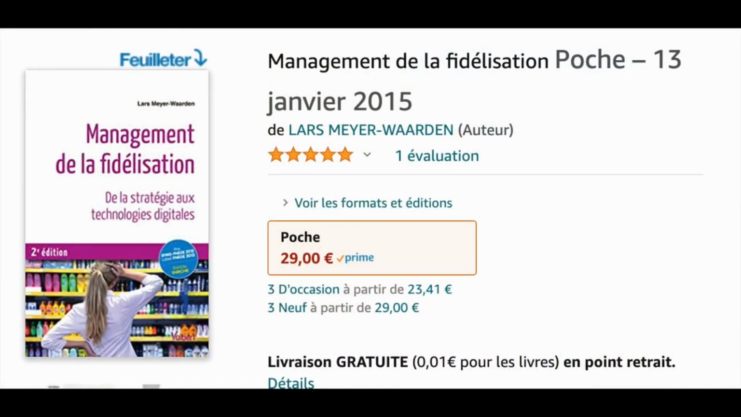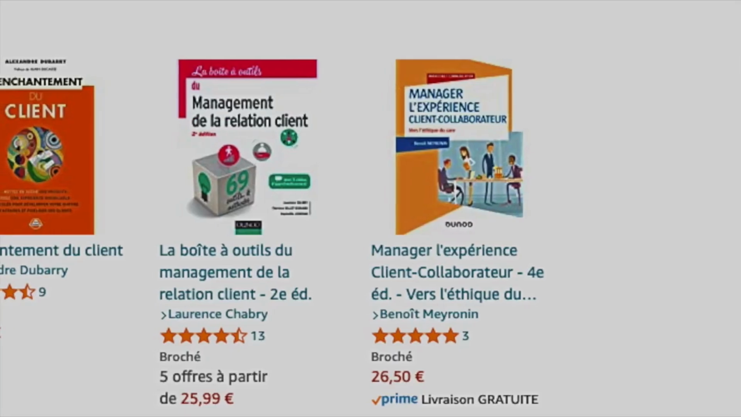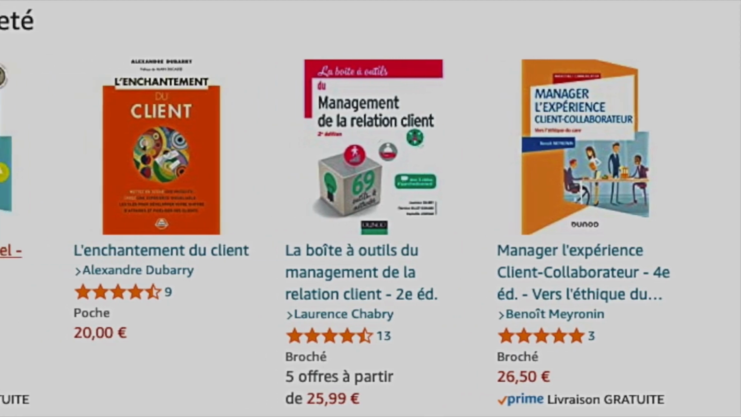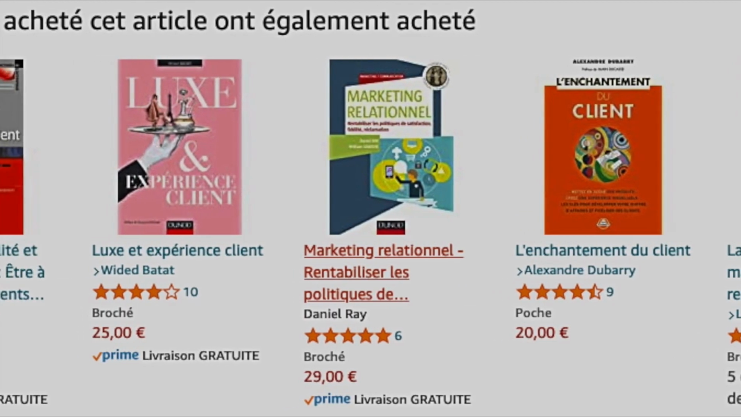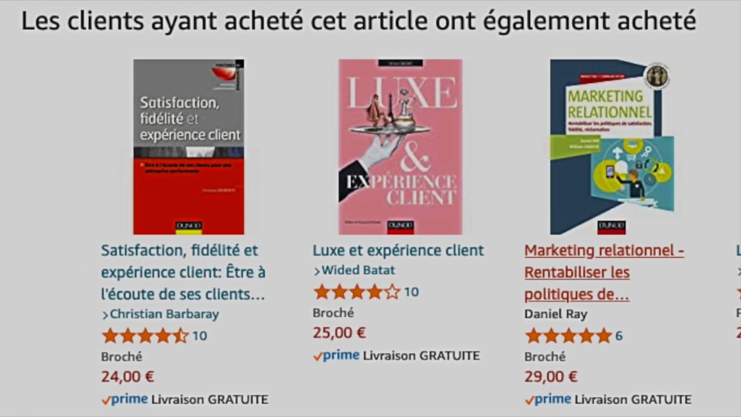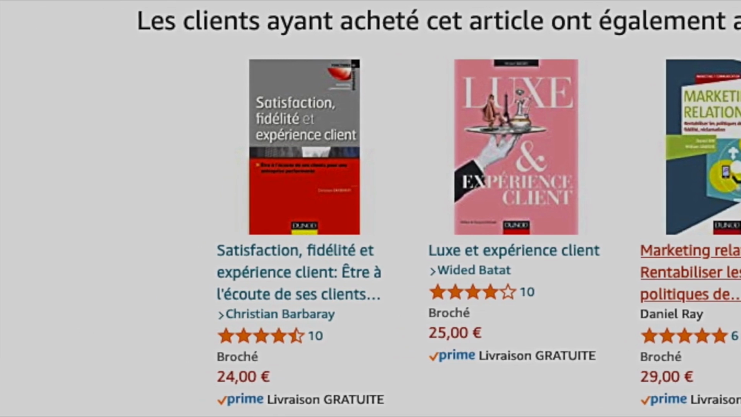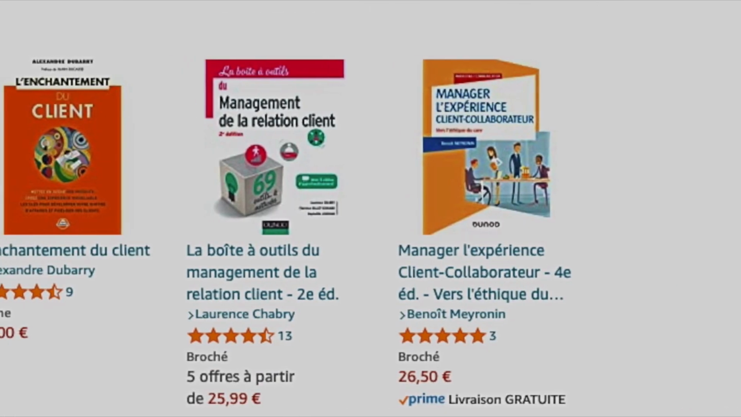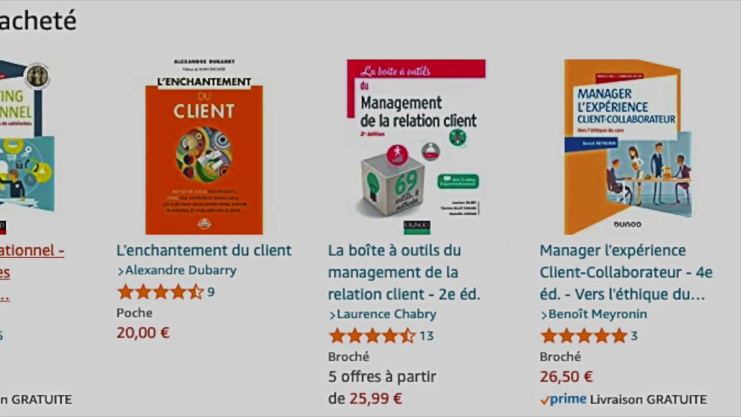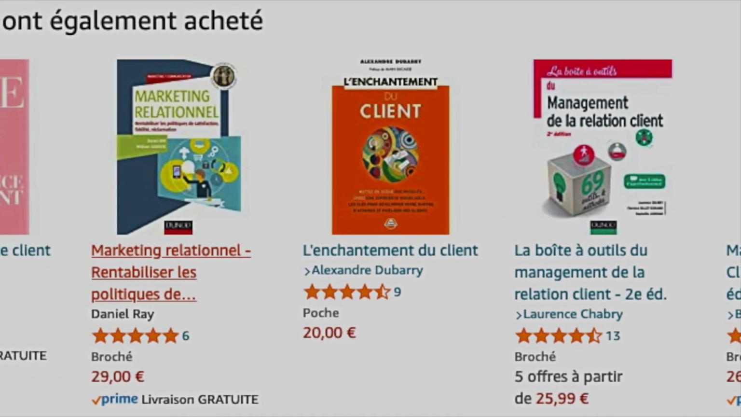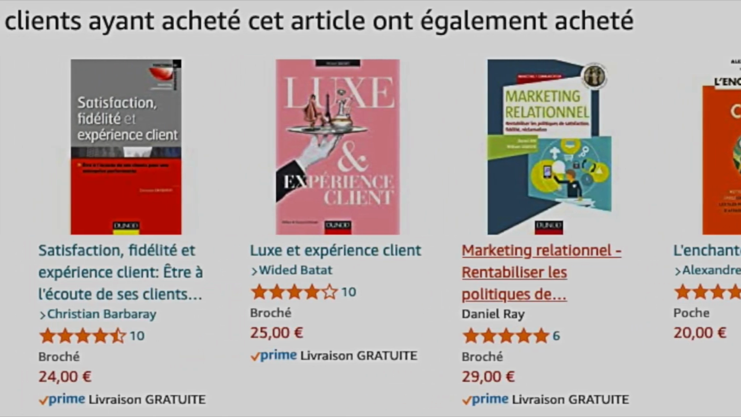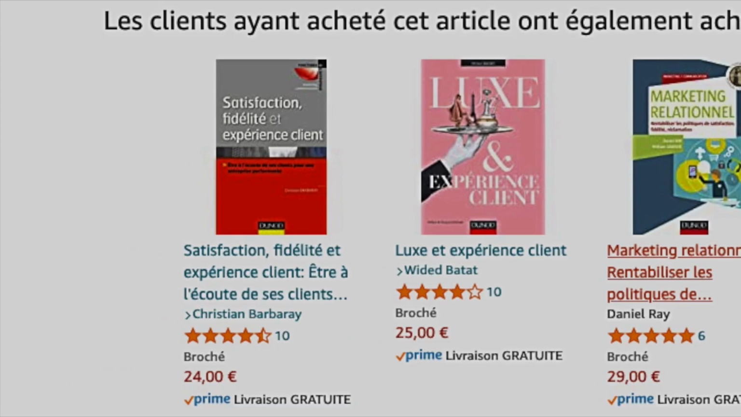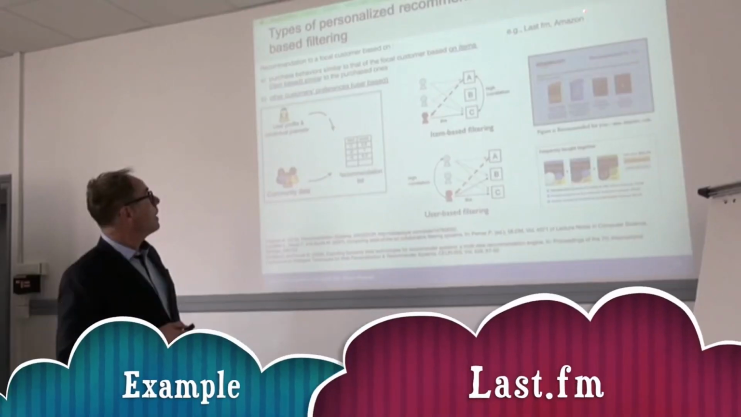Or another example at Amazon: if you buy Management de la Fidélisation, there will be first an item-based collaborative filtering based on similar items to the book Management de la Fidélisation, about relationship marketing, customer relationship management, customer experience management, and there will be a user-based collaborative filtering based on books that have been bought or viewed by other clients having bought Management de la Fidélisation, thus the primary book the customer is looking for. This is what is done by Amazon.